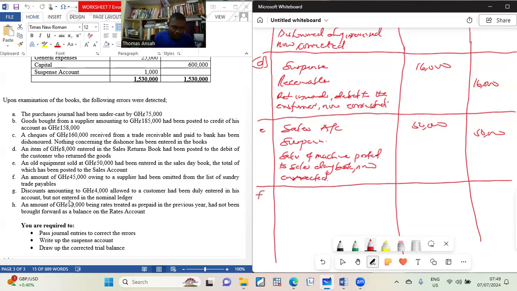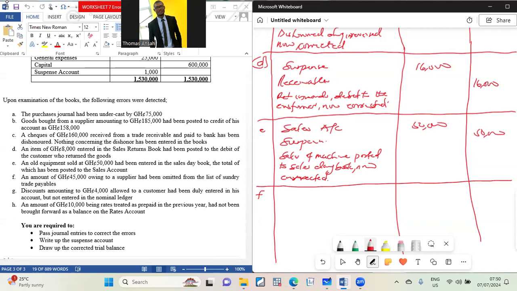What do we have in F? It says an amount of 45,000 owing to a supplier has been omitted from the list of sundry payables. It has been omitted. So it means we need to bring it. Now, how do we bring it? It means that you are going to put it inside the sundry creditors or sundry payable account. All right, because if you don't do that, the balance sheet side is going to be affected. All right, so that is what you are going to do.